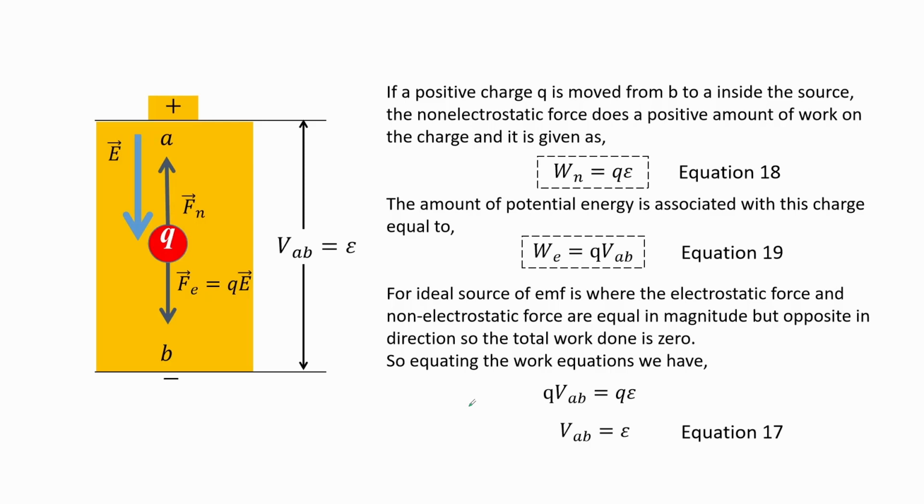If a positive charge Q is moved from B to A inside the source, the non-electrostatic force does a positive amount of work on the charge, and it is given in equation 18. The amount of potential energy associated with this charge is equal to equation 19. The ideal source of EMF is where the electrostatic force and non-electrostatic force are equal in magnitude but opposite in direction, so the total work done is zero. So we equate the work equations as shown in equation 20.